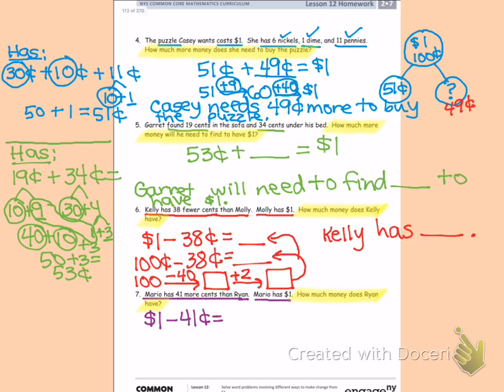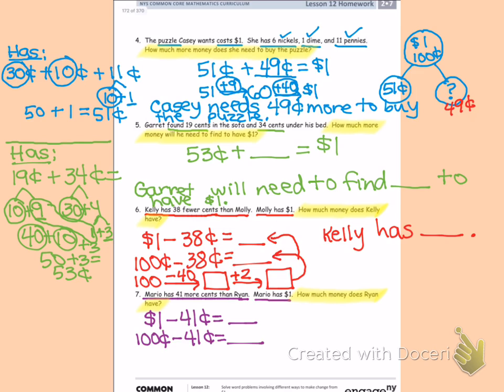how much Ryan has. Another way you could do this is saying 100 cents, because that's the same as $1, minus 41 cents equals blank. Doesn't that look like item 6? It's set up very much the same way.